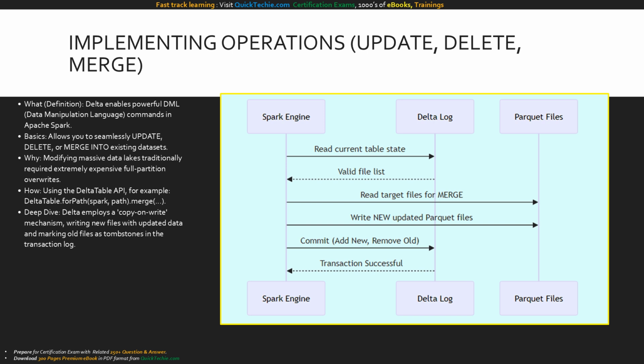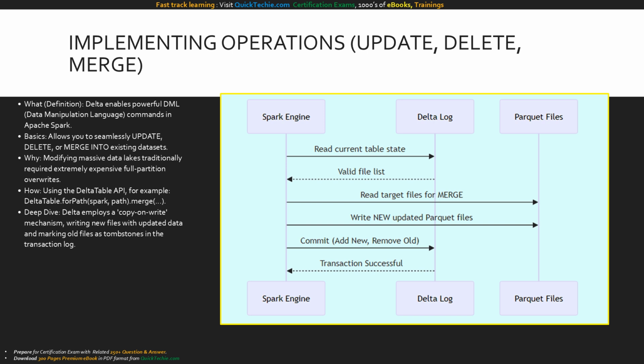First, the Spark execution engine reads your incoming source data and cross-references it with the Delta transaction log to pinpoint matching records. Once identified, Spark writes entirely new Parquet files containing the merged and updated data. Finally, a new commit is written to the Delta log, atomically swapping the old files for the new ones.